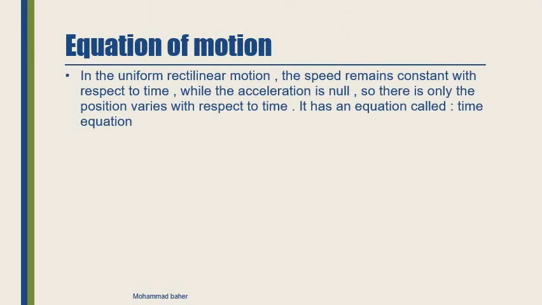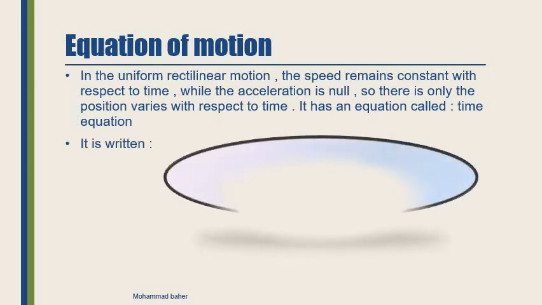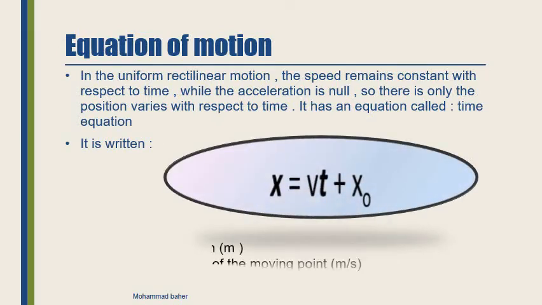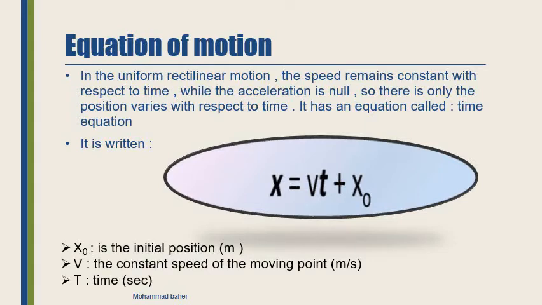In this slide we will explain the equation of motion. As we deduced in the previous slides, the speed of this motion remains constant while the acceleration is zero, and only the position is varying with time. So, in the uniform rectilinear motion, the speed remains constant with respect to time, while the acceleration is zero. There is only the position that varies with respect to time. It has an equation called the time equation. It is written as x equals vt plus x0. And this equation we should memorize very well.